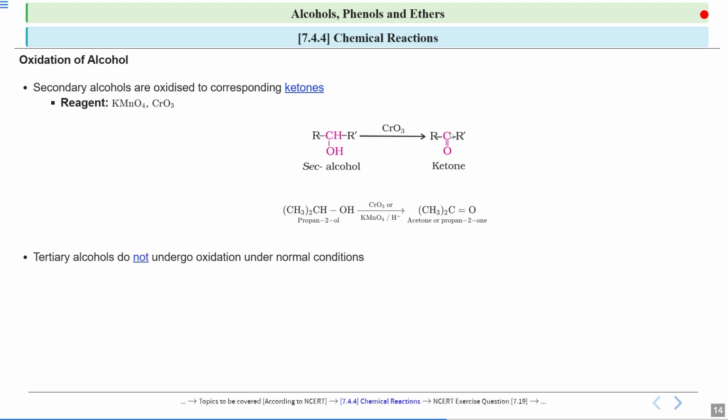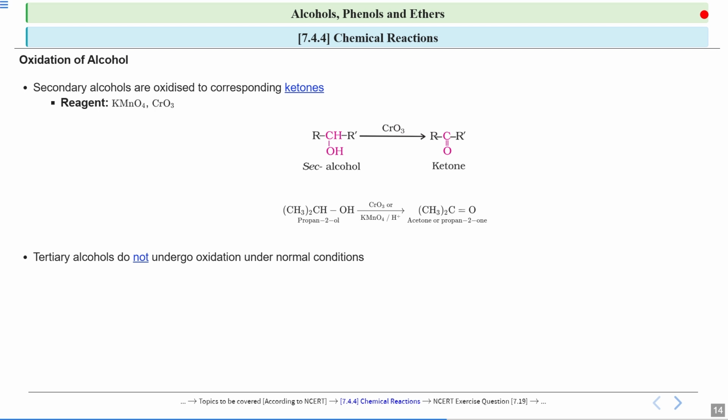Okay, look at this example. What will happen in this example? This is propan-2-ol. This is a secondary alcohol because this carbon is further connected to two other carbon atoms. So what will happen when you oxidize it by using CrO3 or KMnO4? You will see a ketone is formed. C double bond O and two R groups are here. You can call it acetone or propan-2-one, because this is a ketone group. So remember, your secondary alcohols are oxidized to ketones.